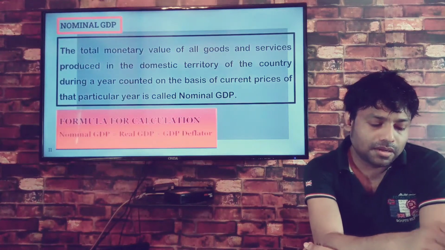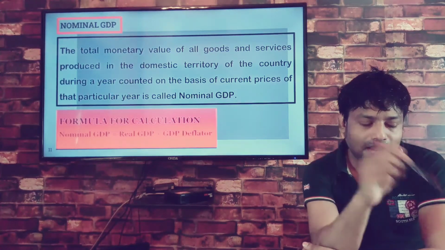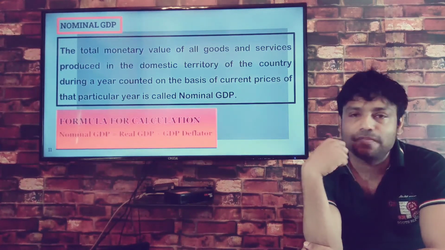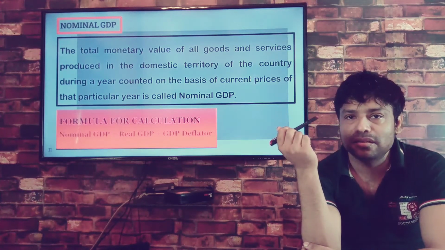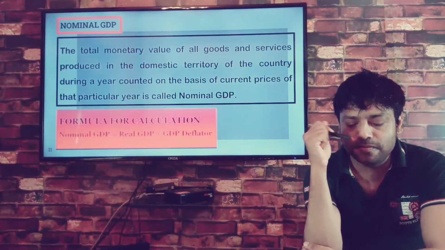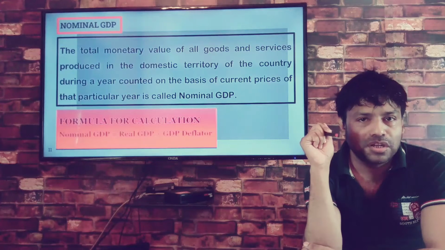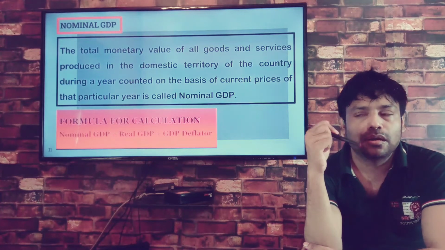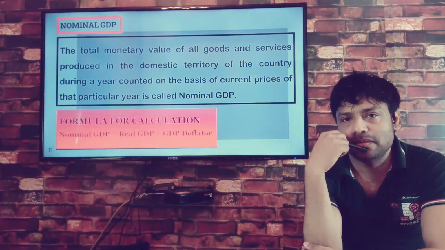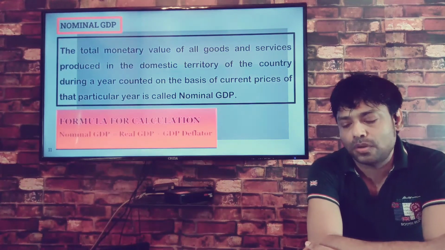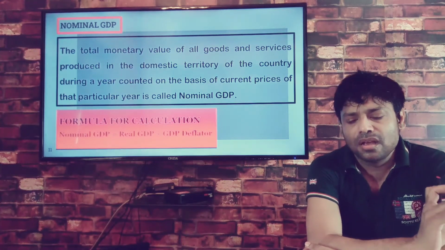To understand this concept properly, I have to explain what is GDP deflator and what is current prices. GDP deflator is defined as the ratio of nominal GDP to real GDP. Nominal GDP we will get in the next slide. We also need to know what is current prices and what is constant price.